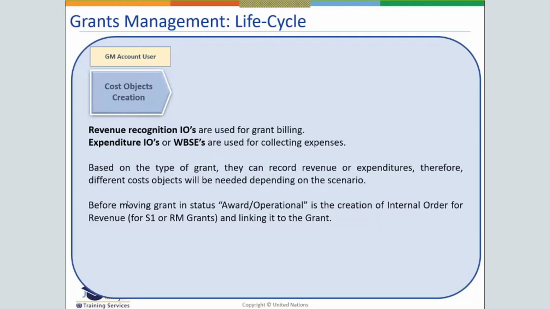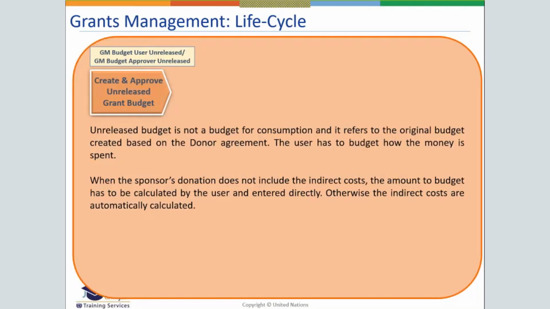So I think that's it from the cost objects creation. Let's move to the next step. So we have the grants master data that we need and the cost object that we need to, let's say, create this agreement in our system. Now we have to create and approve an unreleased grant budget.